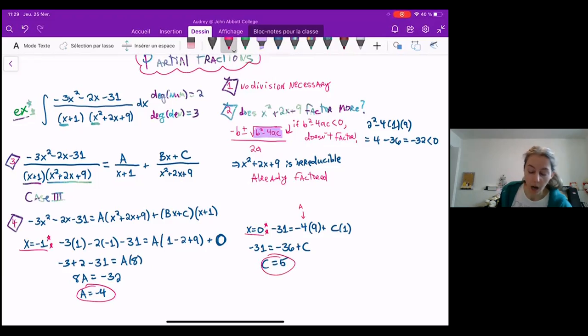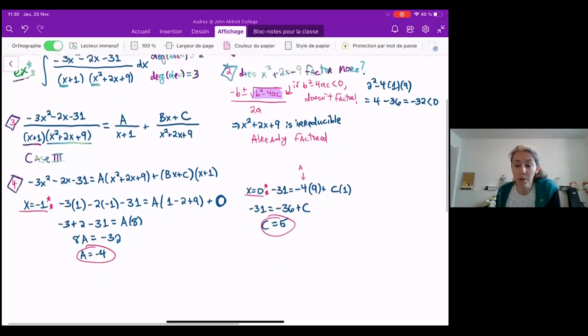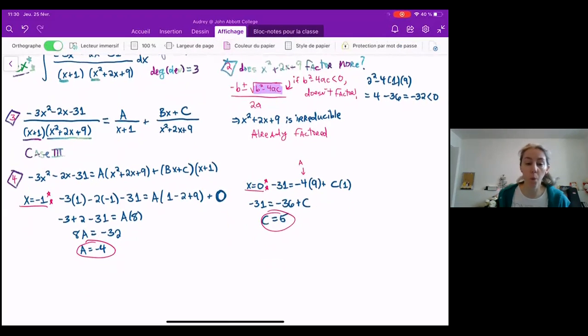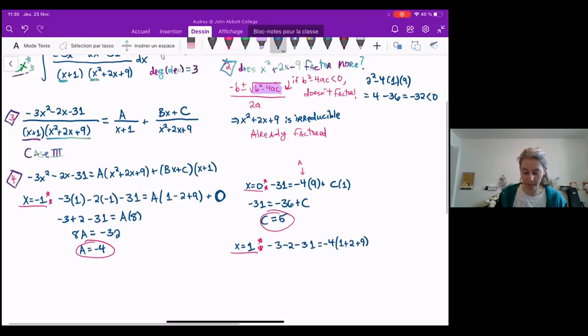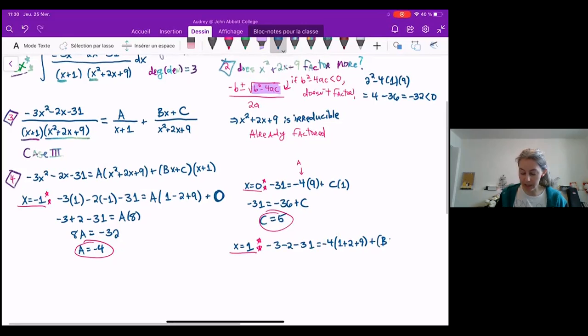Now we want to plug in another value. A good value to plug in that we haven't plugged in yet would be 1, because it's super easy to plug in 1s. So I'm going to go ahead and do that. That said, remember, you're welcome to plug in whatever values you want. So I have negative 3 minus 2 minus 31 is equal to a, which is negative 4, 1 plus 2 plus 9, plus b plus c, but c is 5, so b plus 5 times 2.